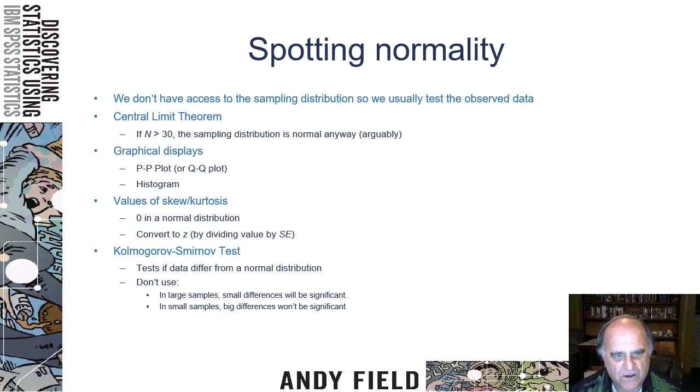There's also a test, the Kolmogorov-Smirnov test. I probably butchered that pronunciation, but that will test if data differs from a normal distribution. Field says don't use this in large samples because small differences will be significant. Don't use it in small samples because big differences won't be significant. I learned about this test in graduate school back in probably 1978 or 79. Since then, I've never once run this test in my whole life. But it is out there. It's a test on whether the data fits a normal distribution.